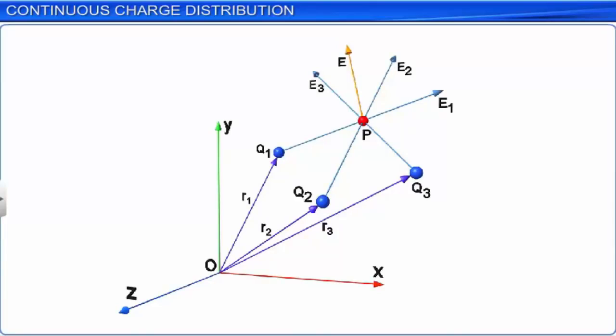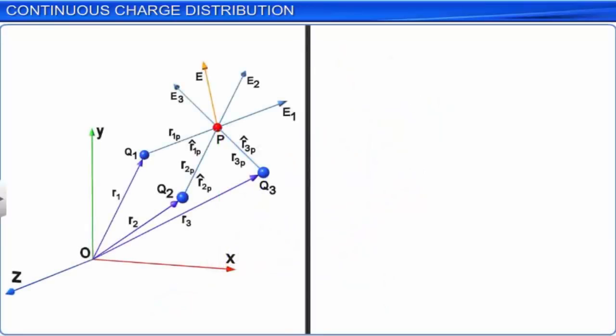Now, R1P is the distance from Q1 to P, and R1P cap is the unit vector in the direction of Q1 to P. R2P is the distance from Q2 to P, and R2P cap is the unit vector in the direction of Q2 to P. R3P is the distance from Q3 to P, and R3P cap is the unit vector in the direction of Q3 to P. The net electric field strength E at the point P will be equal to the vectorial sum of all the electric field strengths E1, E2, E3 and so on.